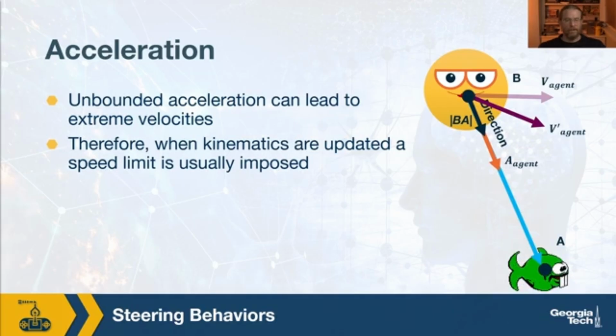Now, we don't want to allow max acceleration nonstop. This could lead to extreme velocity. So our agent could be accelerating up until the point it finally reaches the target. We don't want that typically. So the simplest thing is to impose a speed limit so that the agent can't just accelerate forever.